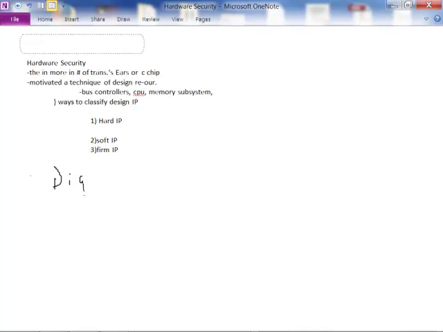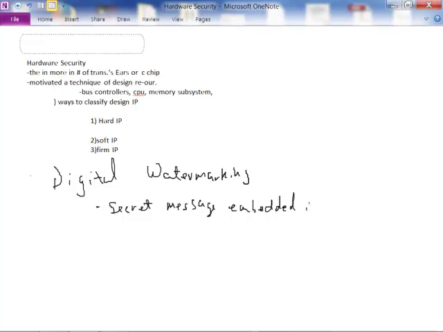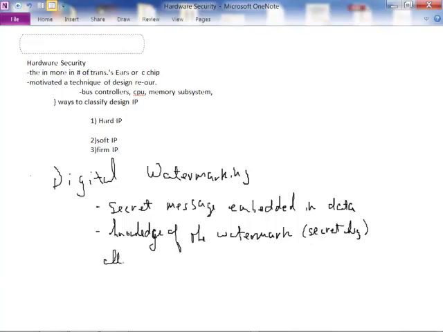So let's make some notes here on digital watermarks. In general, digital watermarks: first, we said that it's a secret message that is embedded in data or some other message, and knowledge of the watermark, let's say the secret key, allows it to be extracted.